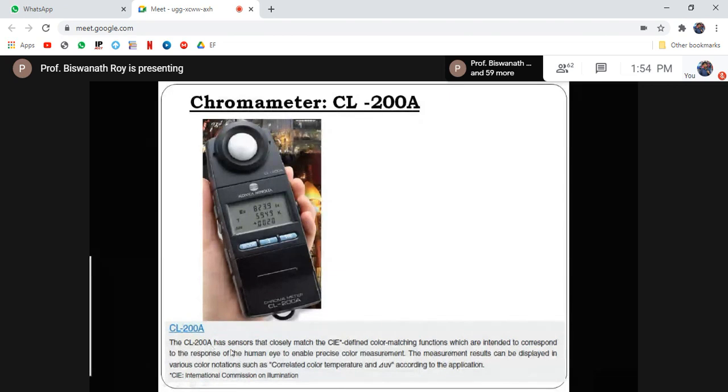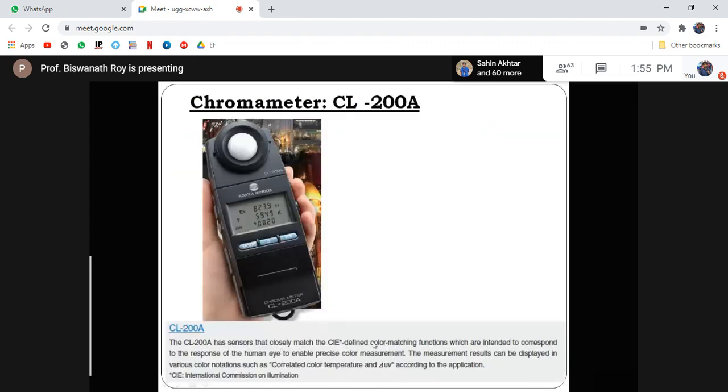Let me read. The CL200A has sensors that closely match the CIE color matching functions. CIE stands for International Commission on Illumination, the apex international body on lighting. The functions are intended to correspond to the response of the human eye to enable precise color measurement. The measurement results can be displayed in various color notations such as correlated color temperature, or different parameters of the color. We will concentrate here only on the value of T, or correlated color temperature in Kelvin.